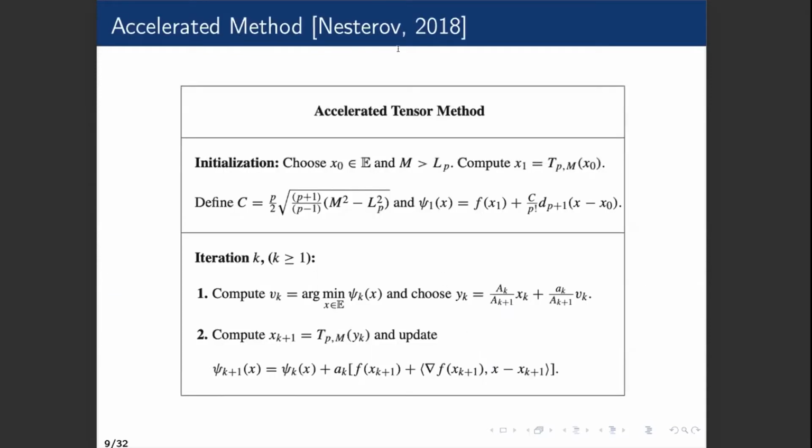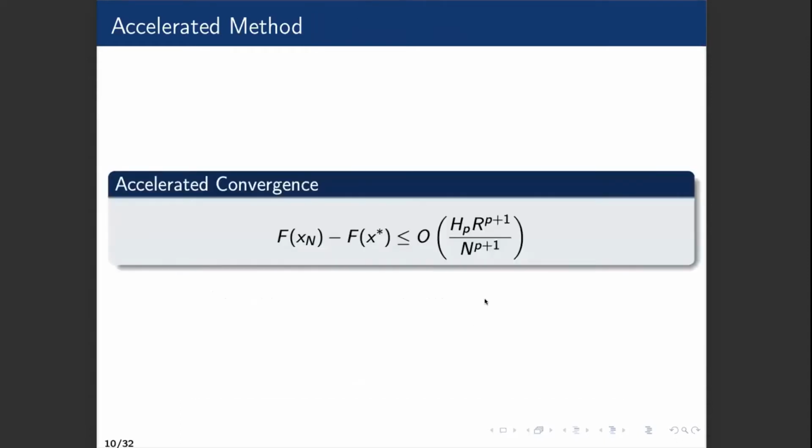Next, in the same paper, Nesterov described and proposed accelerated tensor methods. It looks like this. It uses the same step here and some acceleration step with gradients, like Nesterov acceleration, and this is the model of the gradients. This method is faster, with convergence of p plus 1. So for first-order methods, it will be N to the power of 2. For the second-order methods, it will be N to the power of 3.